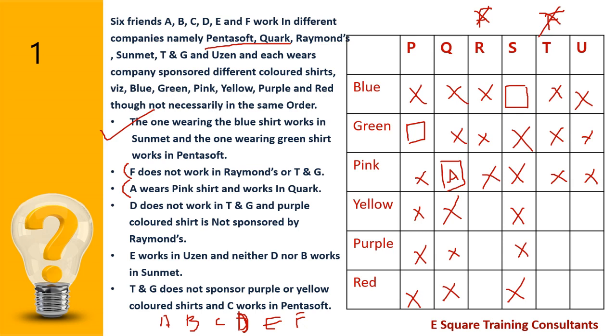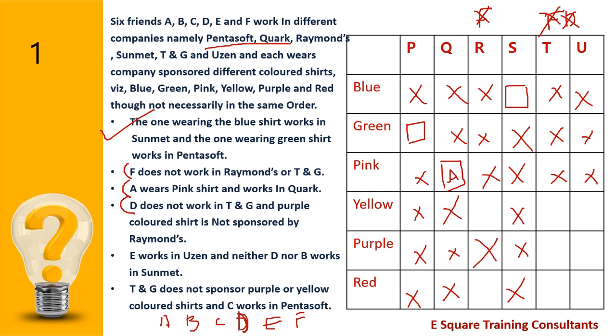The next clue is here. D does not work in TNG. So TNG is here. D does not work in TNG. So it's not for D as well. And purple colored shirt is not sponsored by Raymond's. So Raymond's is here and purple is here. So purple is not sponsored by Raymond's.